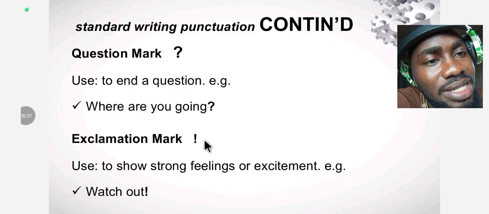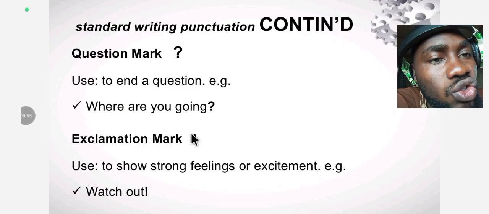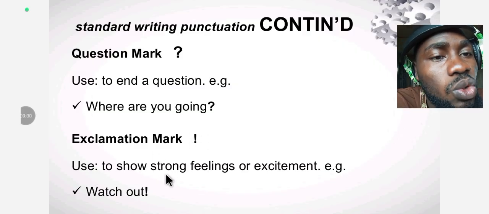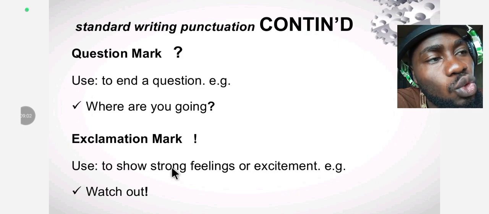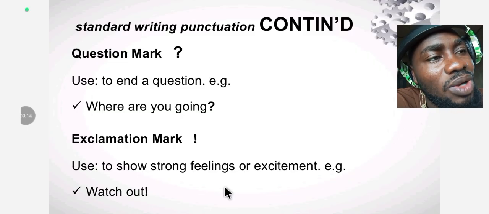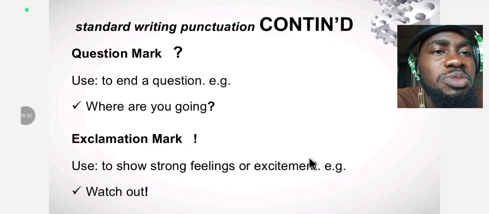Moving on to the next, exclamation mark. This is the exclamation mark. A small letter i upside down is the exclamation mark. Use it to show strong feelings or emotional excitement. For example, watch out. Like you are showing strong feeling. You are telling the person to be careful. Watch out. Look.